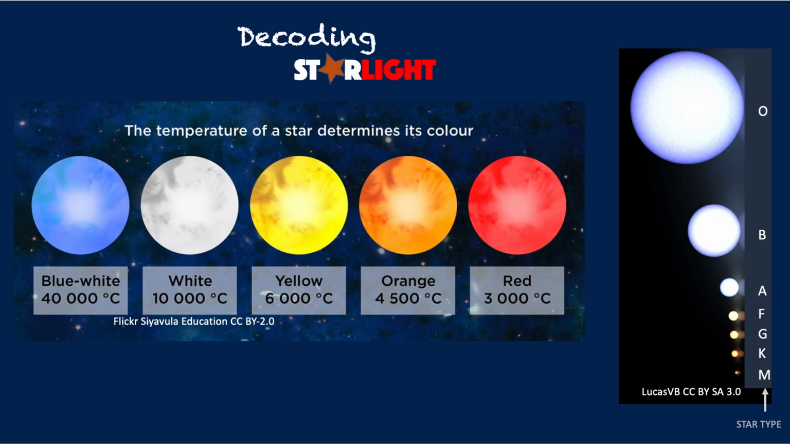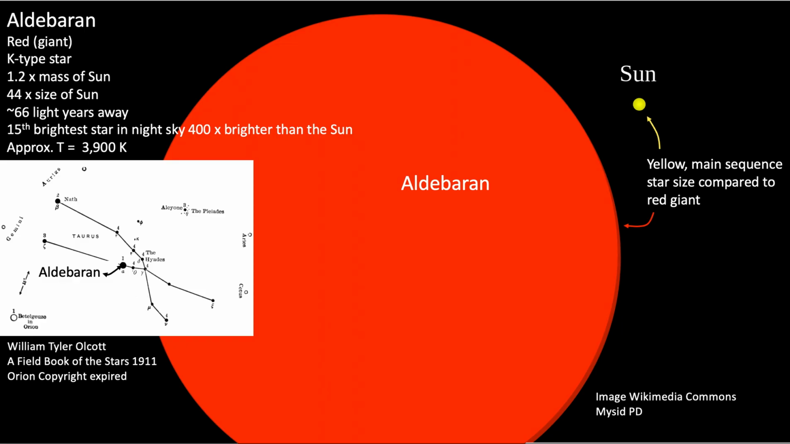And also looking at the colours in a different way, just looking at the ranges of the colours of the different temperatures of the stars. And specific stars, Aldebaran, a red giant, 15th brightest star in the sky, in the constellation Taurus, approximately 4,000 degrees Celsius.